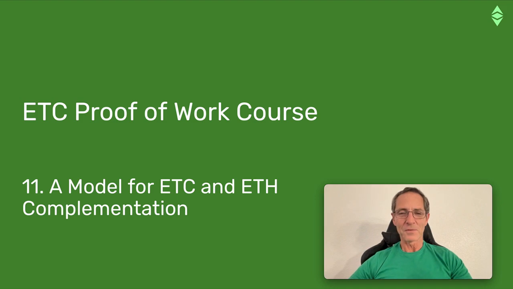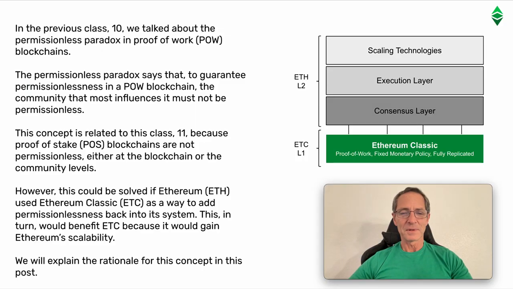This is the ETC Proof of Work course, Class 11, a model for ETC and Ethereum complementation. In the previous class, 10, we talked about the permissionless paradox in Proof of Work, POW blockchains. The permissionless paradox says that to guarantee permissionlessness in a proof-of-work blockchain, the community that most influences it must not be permissionless. This concept is related to this class 11 because proof-of-stake POS blockchains are not permissionless, either at the blockchain or the community levels.